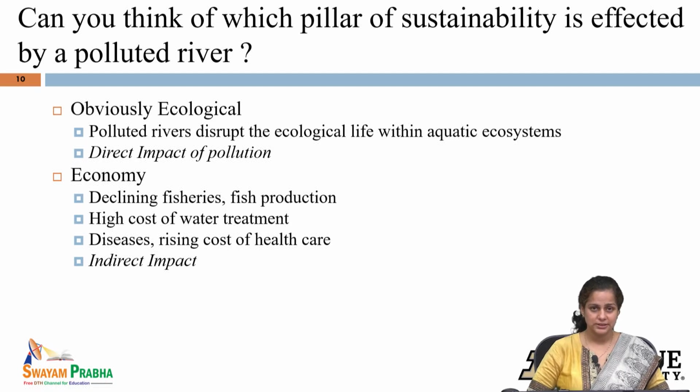There are also diseases. When we have polluted rivers, we might have some chemical pollutants that come directly into our drinking water, and that leads to diseases, which leads to rising cost of healthcare. And we do not, of course, directly see this impact, so we call it the indirect impact of polluted rivers on economic sustainability.